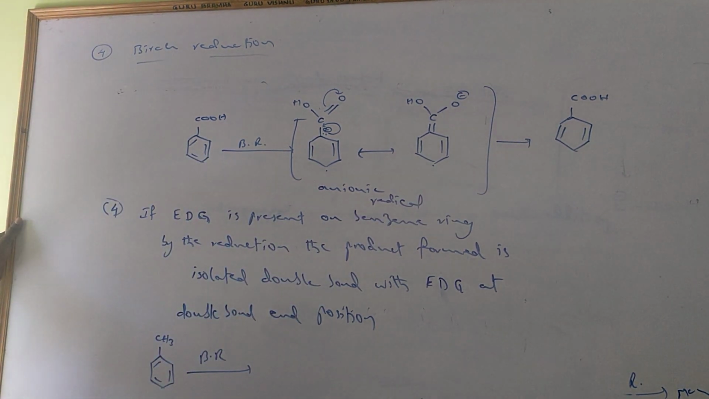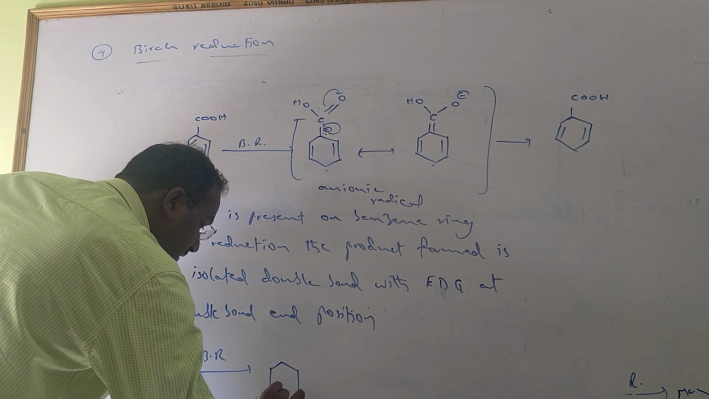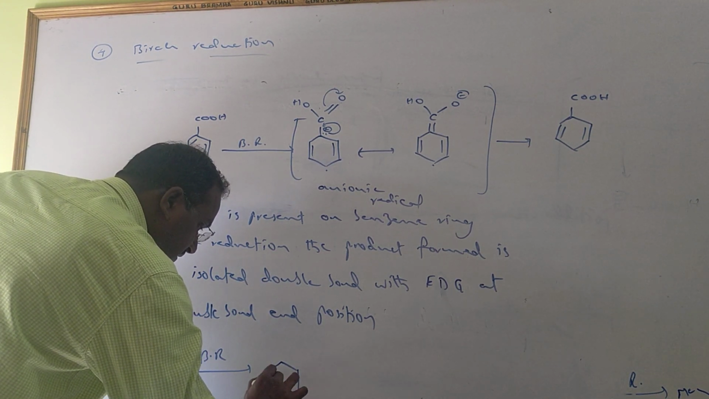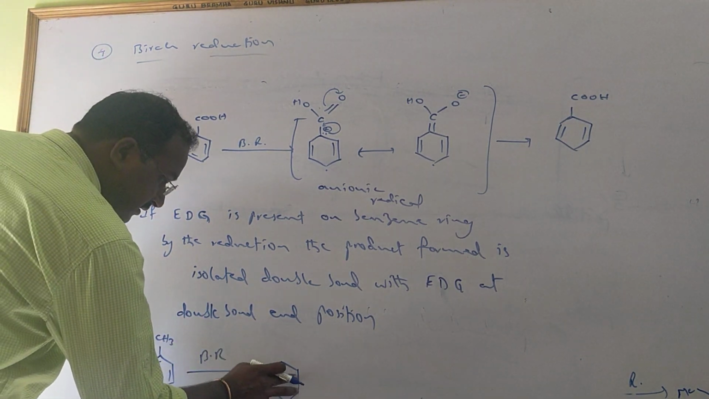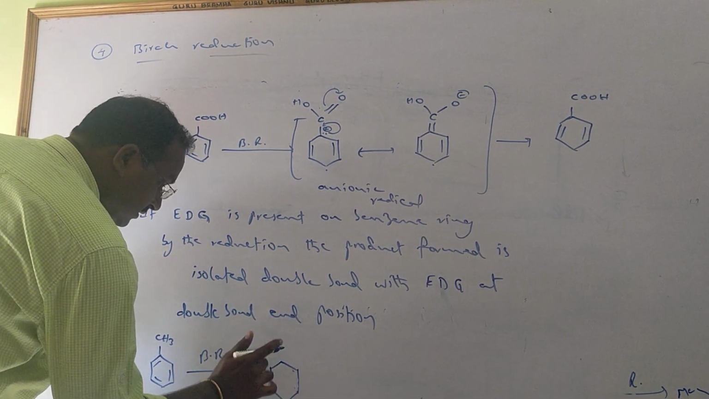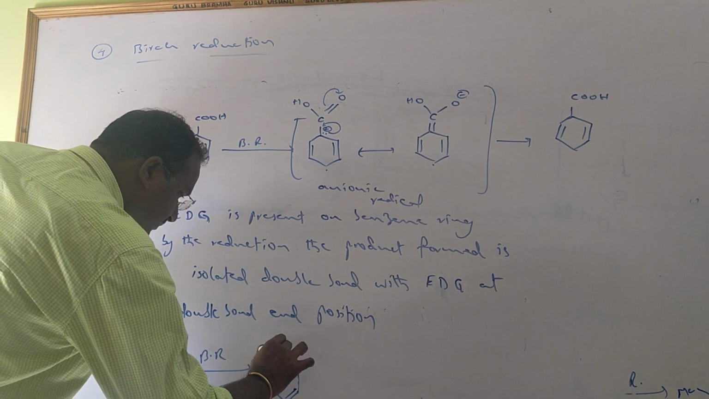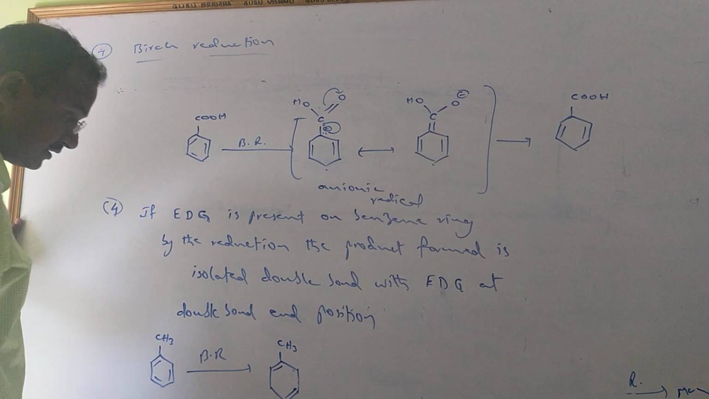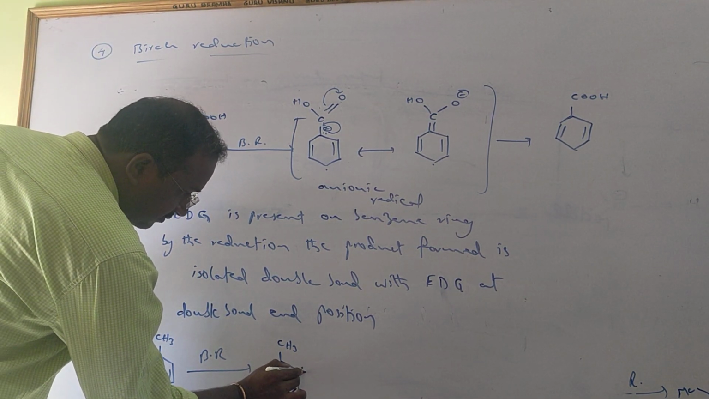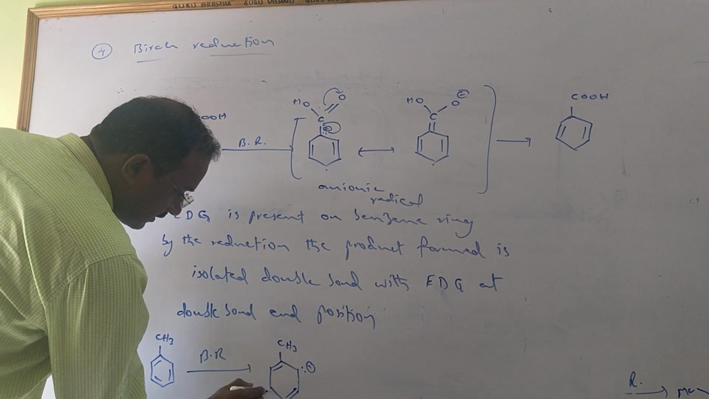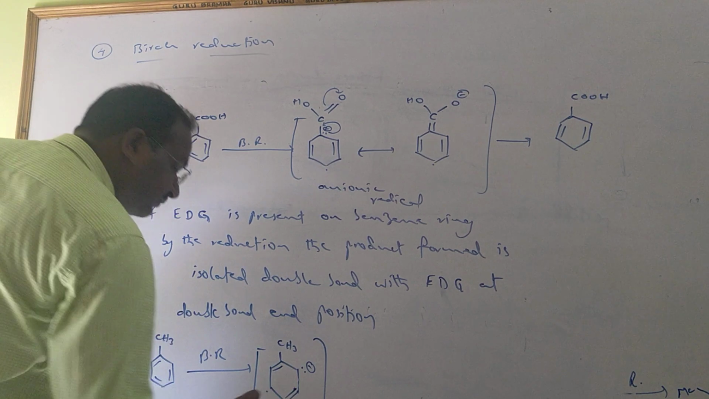Here also an anionic radical will be formed. That anionic radical is this one, a stable anionic radical. The double bonds will be changed, not like this. Here is the double bond, and the CH3 group is here. Here we get a minus charge with the anion, and here the radical. This is the intermediate we get.